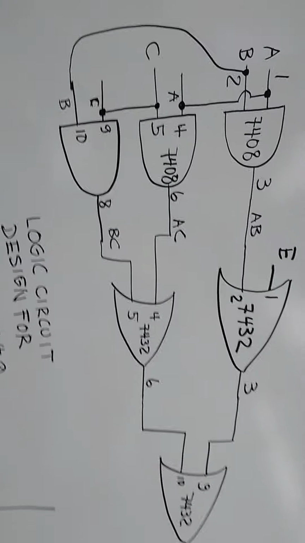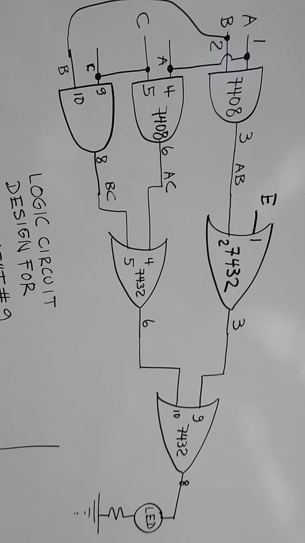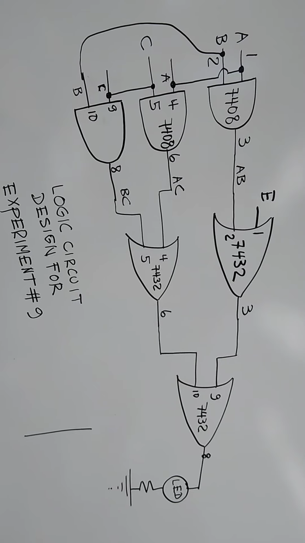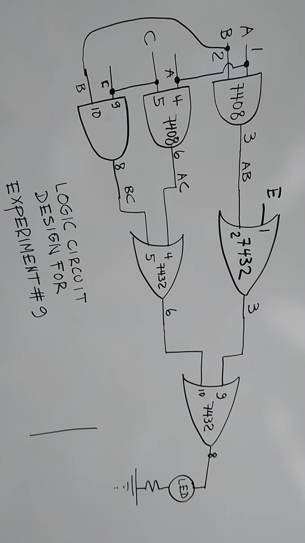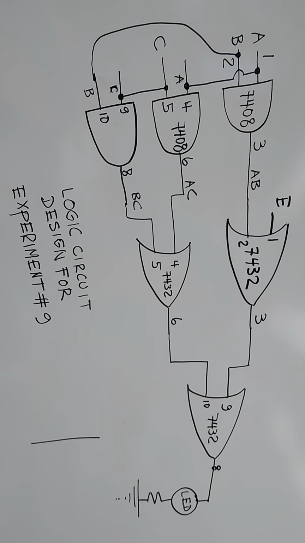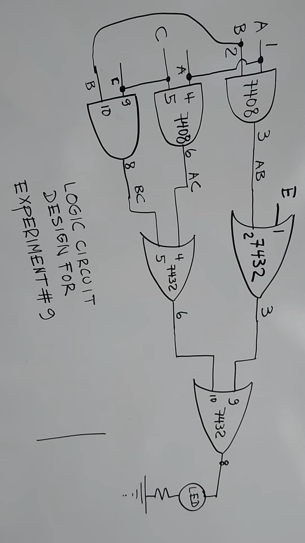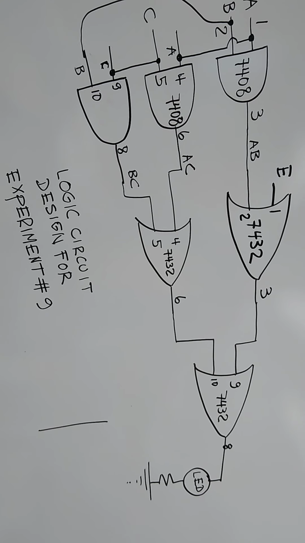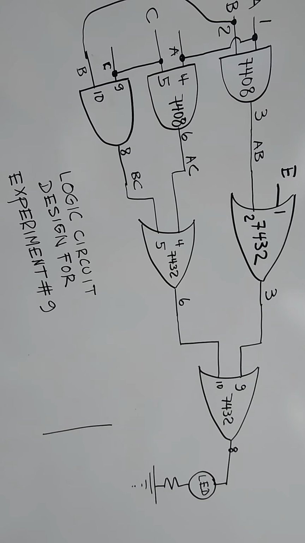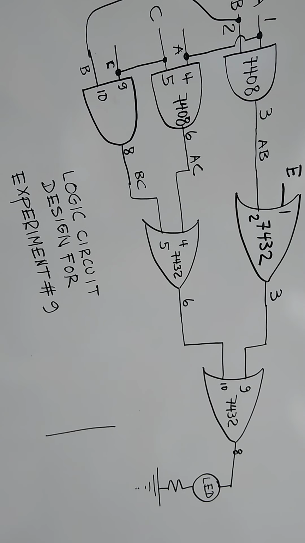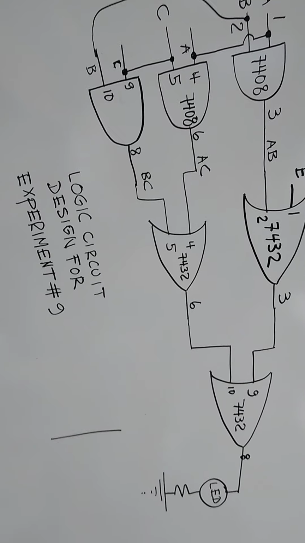So this is the final work in this design. So this design again required 3 AND gates, the 7408, which means we need only one integrated circuit, and 3 OR gates, which is the 7432. So we will require also one integrated circuit 7432. Okay?